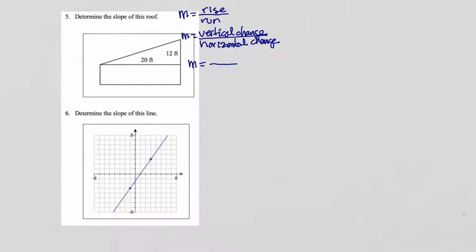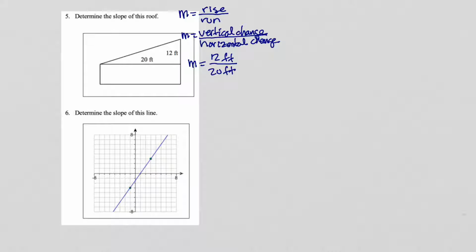Now, just start at this corner right over here. And what do we have to do? What kind of changes do we have to make horizontally and vertically to get to this point? Well, let's make our horizontal change first. So you can see that we're going to change by 20 feet. It's 20 feet to the right, right? And then from here, we're going to go up 12 feet, right? So we're going horizontally 20 and vertically 12. So this is going to be 12 feet.